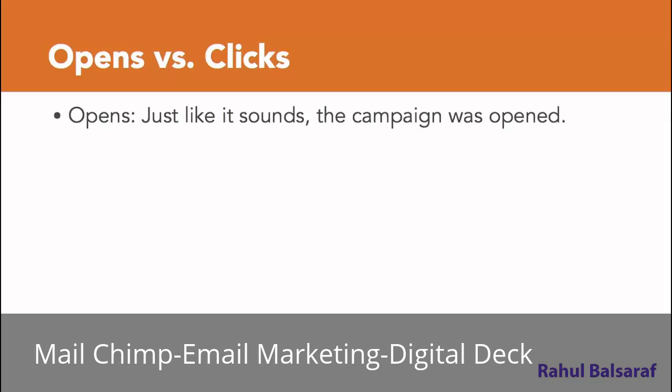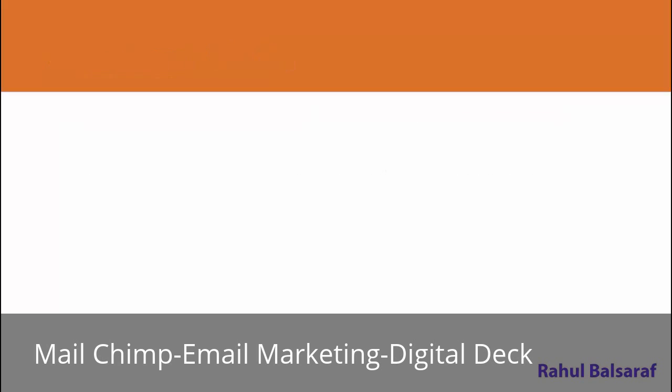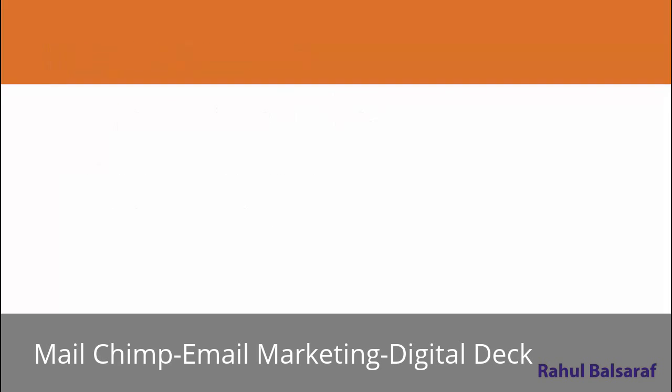One of the first things you'll notice are opens and clicks. Opens are just like they sound. The email was opened. And clicks are the number of times a user clicked a link in your campaign. After you have sent a few campaigns, you'll start to see some patterns that tell you how long it takes for people to get to your email, for example.